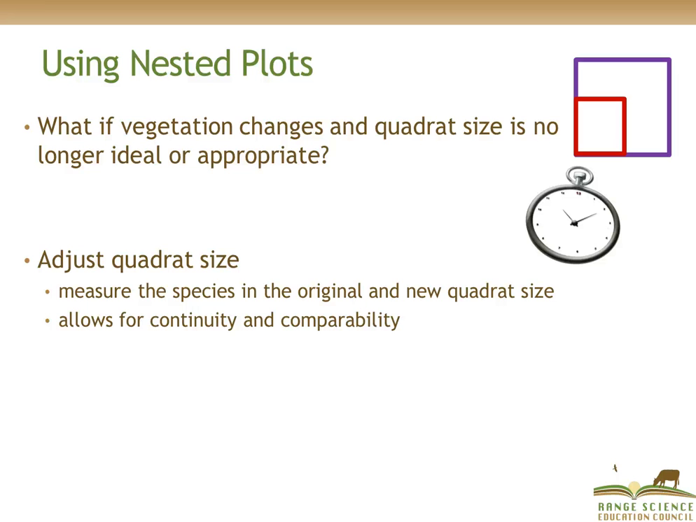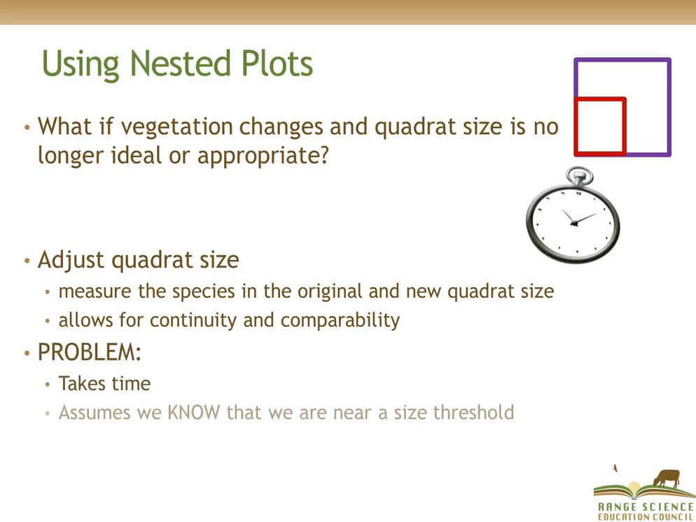By doing this, it allows for continuity and comparability between years when we start to use different size quadrats. One of the problems that we have is that this approach takes time to measure species frequency in multiple frames, and it also assumes that we know that we're near a size threshold. Yet often we don't know this until we've already gone out into the field and collected data and then started to analyze the data back in our office.